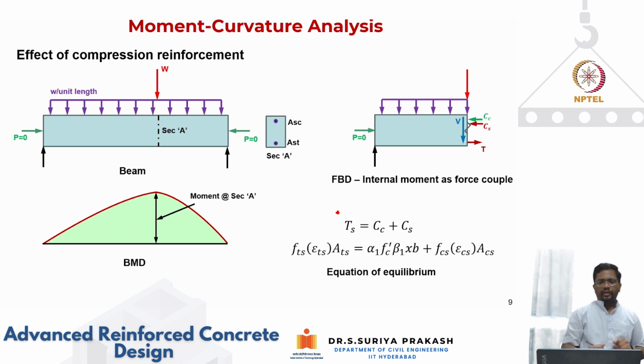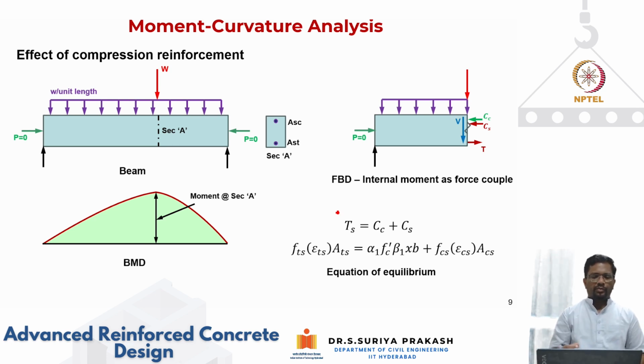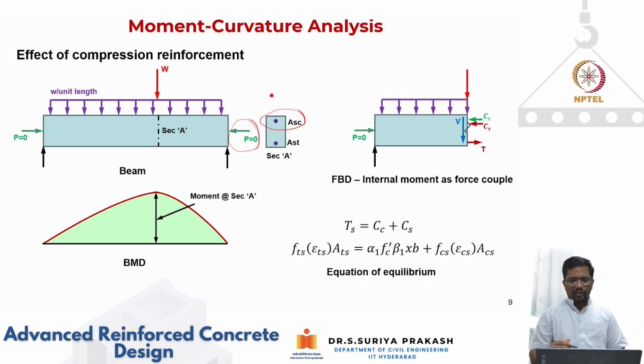Okay, now let us see from an example what happens. Again, this is the same beam, a simply supported beam, subjected to a uniformly distributed load and a point load. In this case, again, we are not considering the effect of axial compression, because here we are talking only about the effect of your compression steel. The bending moment diagram is going to remain the same. It's purely from statics. You can derive the bending moment diagram.